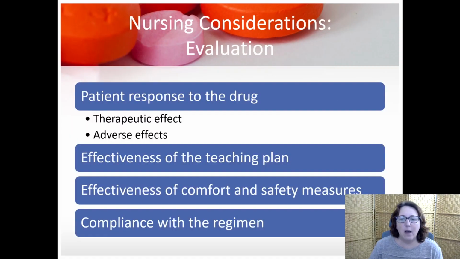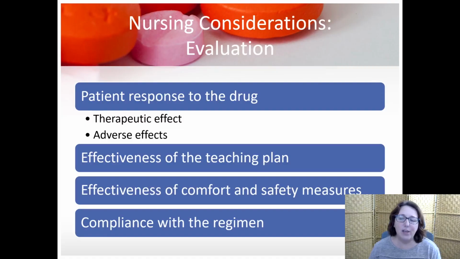The nursing process always includes evaluation. We are evaluating for a few different items. How is the patient responding to the drug? Is the therapeutic effect being achieved? How about adverse effects? Are they manageable? Are they tolerable? Is the patient able to handle them? Were the nursing interventions and patient education effective? Did we meet the outcome and goals that we set? Is the patient taking the medication as directed?